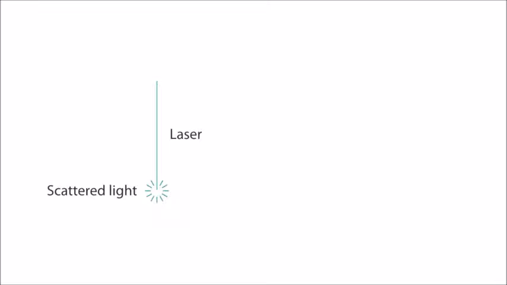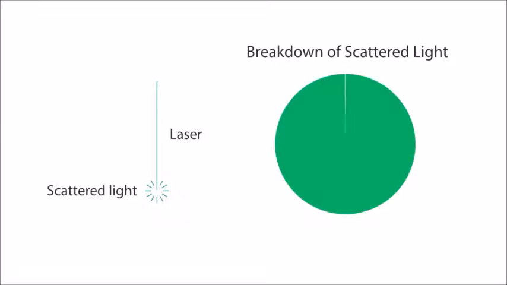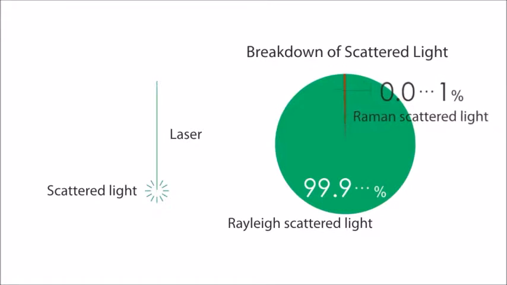When a substance is exposed to laser light, nearly all of the scattered light produced is Rayleigh scattered light. However, a very small percentage is Raman scattered light. Because the percentage is so small, this light is invisible to the naked eye. However, with the use of certain tools, this light becomes visible.